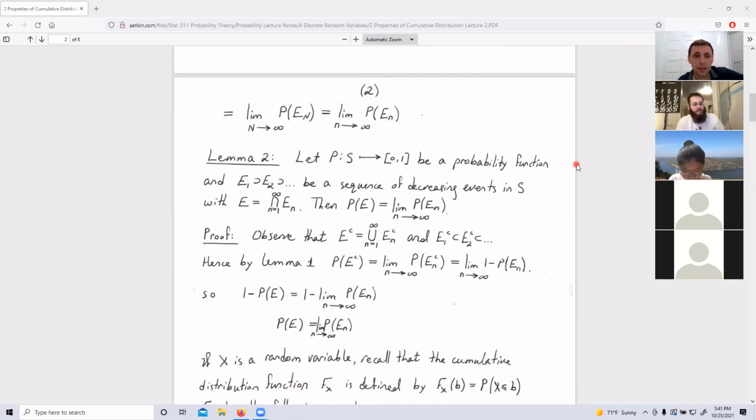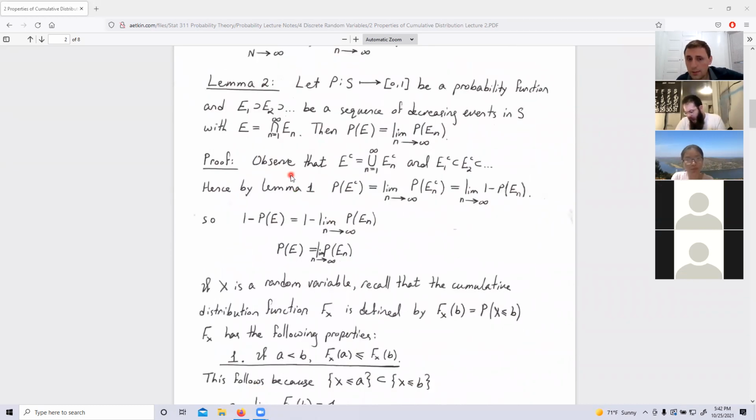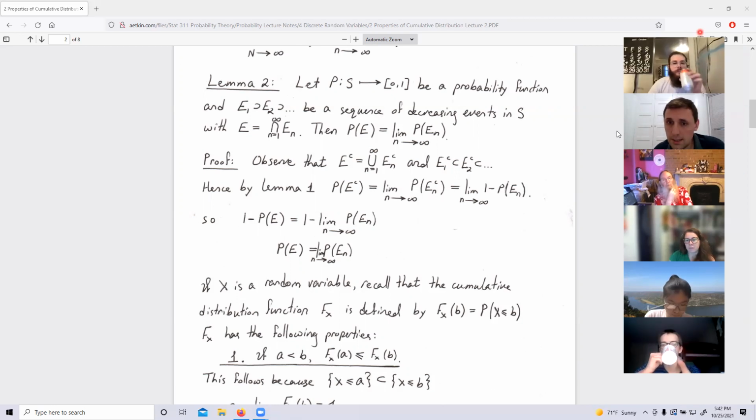And then, of course, we have a second lemma, and that tells us that if we have a decreasing sequence, then it's also true. The probability of E, sorry, is the limit of the probability of En, where E is now the intersection. Now we can simply rely on the previous lemma. We can just say that E complement is equal to the union of the En complements, right? And now E complement is written as the increasing sequence of nested sets.